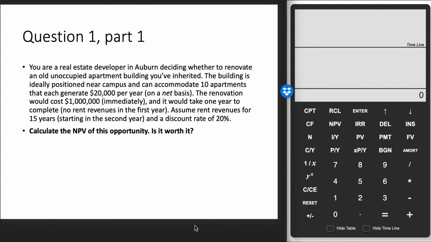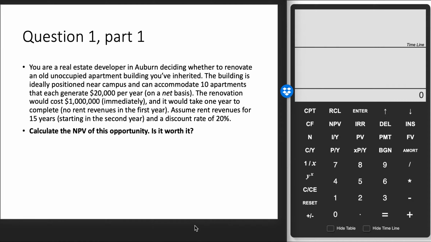Now, the renovation would take 1 year to complete, so you can't expect any cash inflows during that first year. But once they get started, you can expect revenues for 15 years. So technically, that would be starting in the second year, and the appropriate discount rate to use in this case is 20%. So the question is, what is the net present value of this opportunity? Ultimately, you want to decide, is this worth it?